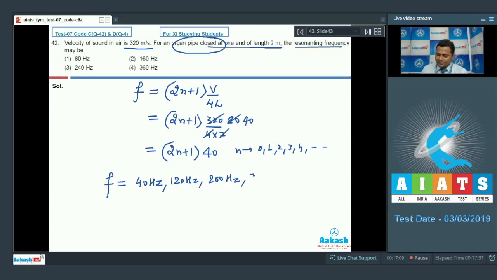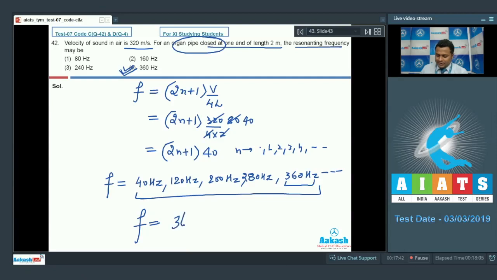If we put 3, we get 280 Hertz. If we put 4, we get 360 Hertz and so on. So we have to find any of the frequency in the option. We have to search, and if we look at the options, we can say that 360 Hertz is there in the option. So that's why we will go with 360 Hertz. That is option number 4. So our answer will be 360 Hertz because it is present in the option and rest are not present in the options.